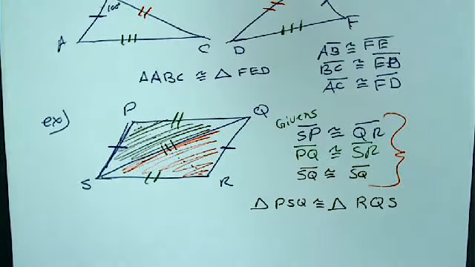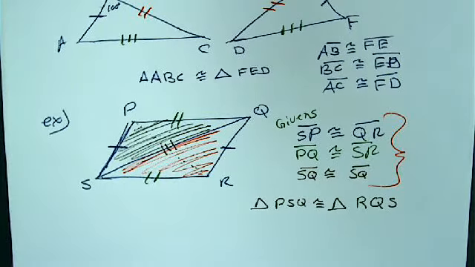Wait, so how do you have 3 congruent pairs? 3 pairs? Well, these first 2 were given to me. Yeah, I get those 2, but the third one I don't get. This side right here is equal to itself. Well, how's that like a pair? It's just one side. Because it's a side on this triangle, and it's a side on that triangle.